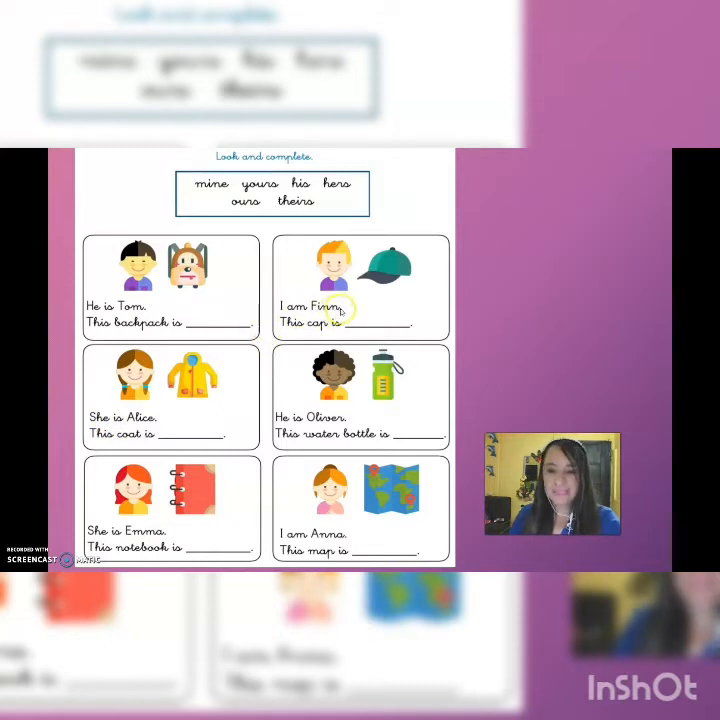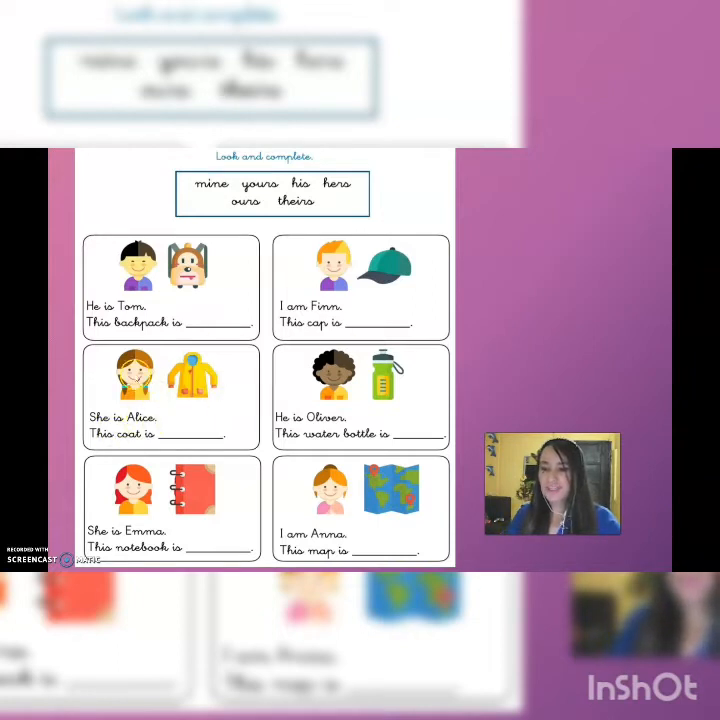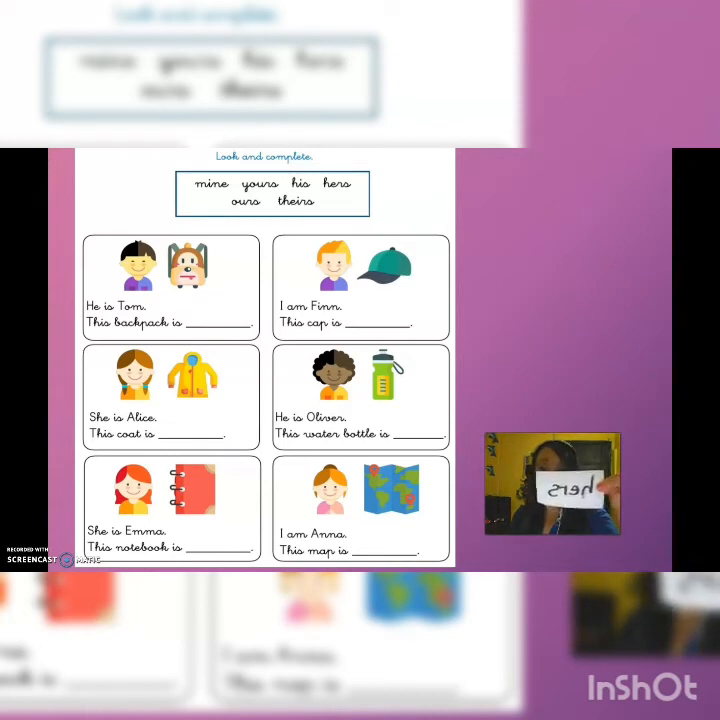Then we have the next example. I am Tim. This cap is mine. Mine. This cap is mine. Next example, she's Alice. This coat is, what is the correct option? Hers. Es de ella. Ella es Alice. Esta capa es de ella. Hers.